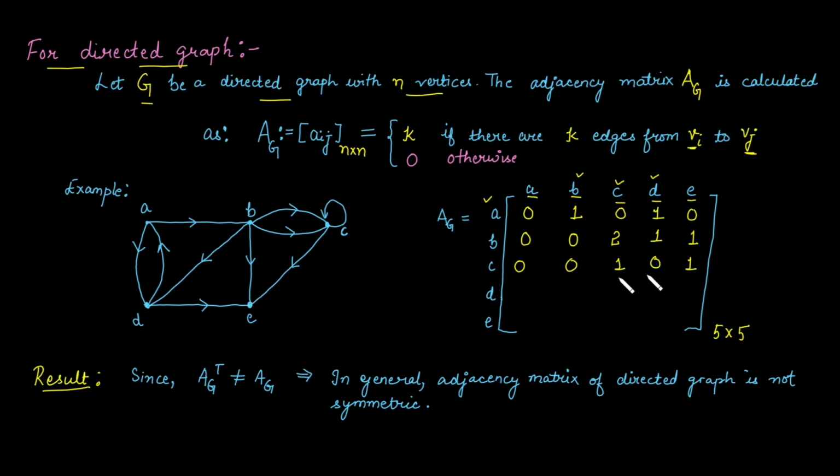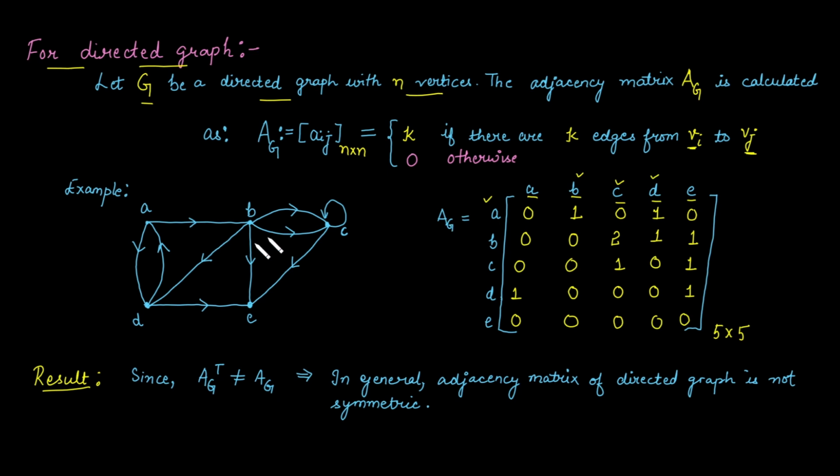Any edge that starts from C and ends at E? Yes. Now from D to A, one edge. From D to B, no edge. From D to C, 0. From D to D, no. From D to E, yes. Same for the E case. From E to A, no. From E to B, no. E to C, no. E to D, again no. And E to E, no.